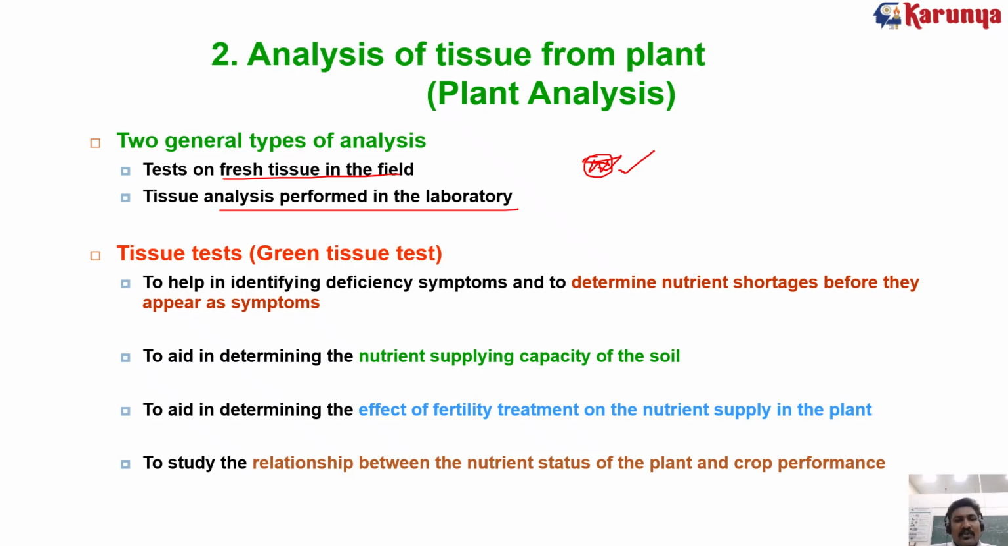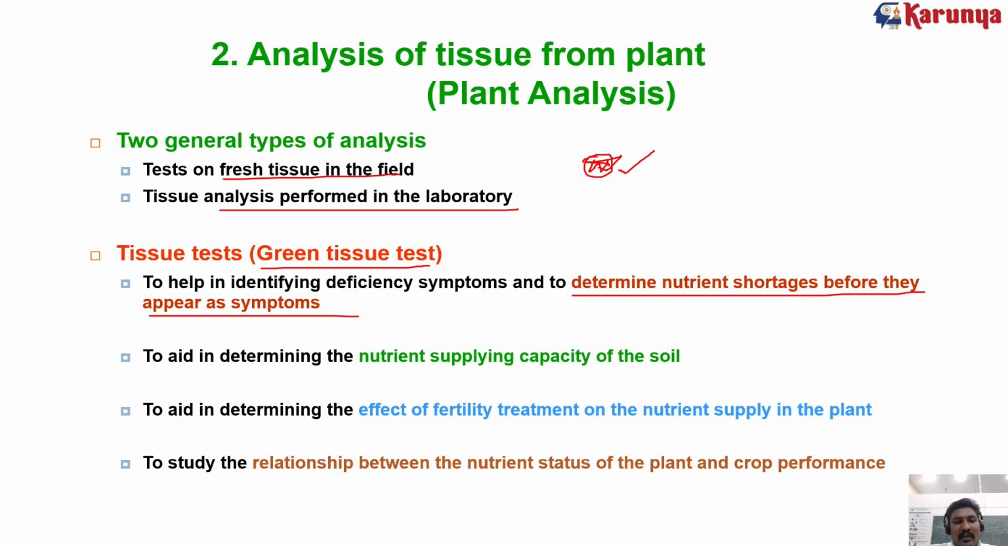So the first one is the tissue test. This tissue test is otherwise called the green tissue test, because we are not going to bring it into the laboratory and not going to do any drying process. This green tissue test determines nutrient shortages before they appear as symptoms. Anytime you can make this kind of analysis. No need to wait until the deficiency symptom is shown. You can collect even after 15 days of sowing, or 20, 25, 30 days of sowing. You can collect the plant samples and make fresh tissue analysis.